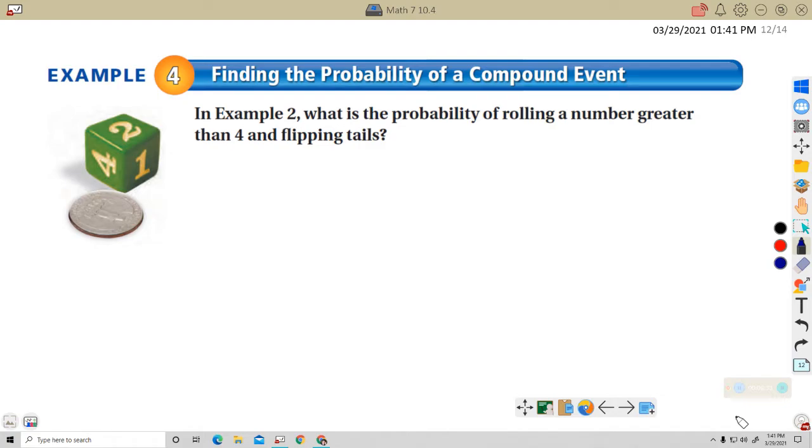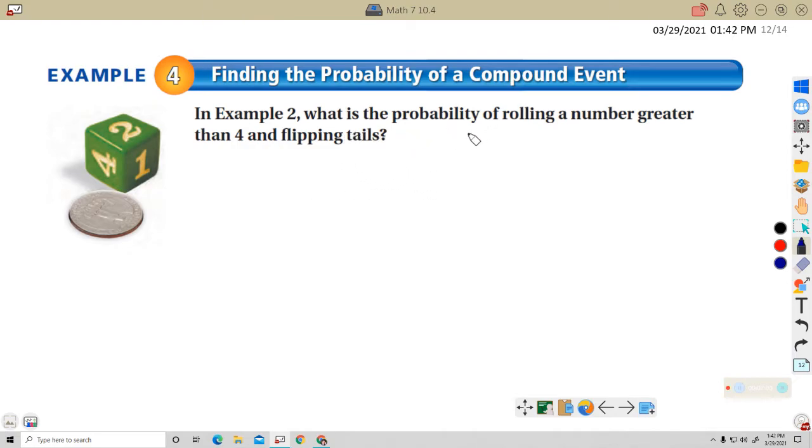Okay, so here we are at example 4. What is the probability of rolling a number greater than 4 and flipping tails? If you remember in example 2, we were asked to find the total number of possible outcomes of rolling a die and flipping a coin. And the answer was 6 times 2, which is 12. There are 12 possible outcomes.